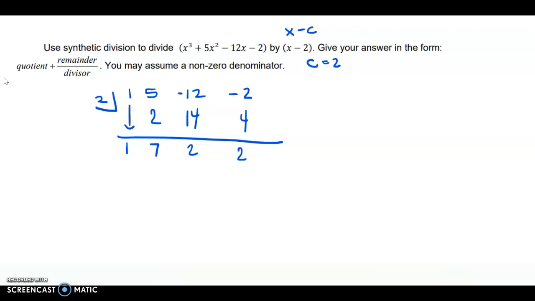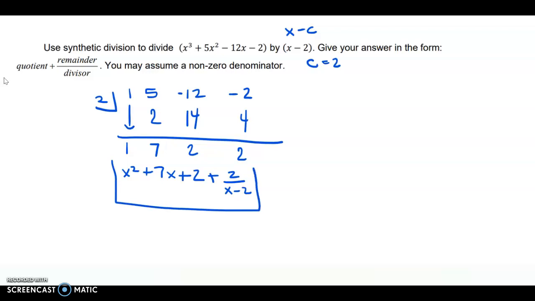Now to write my final answer, I'm going to shift everything up 1 power, or I guess down 1 power, however you think of it. So this will now become 1x squared plus 7x plus 2, and then my remainder is 2 over my original x minus c, which in this case is x minus 2.